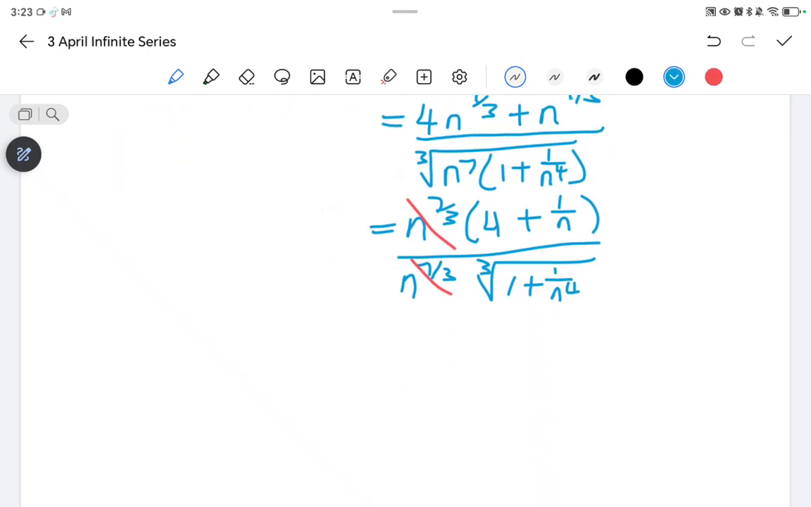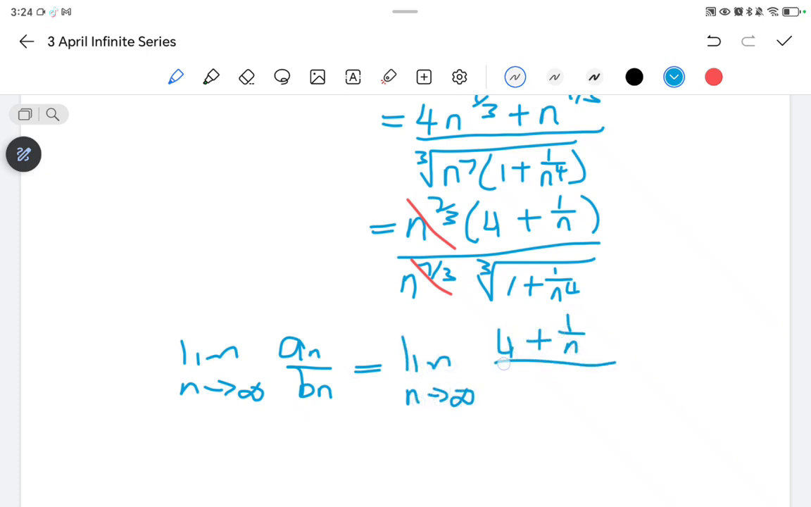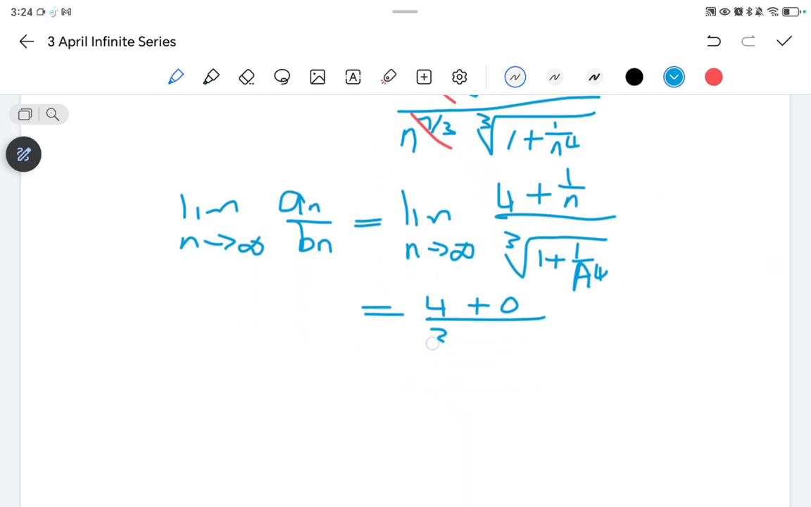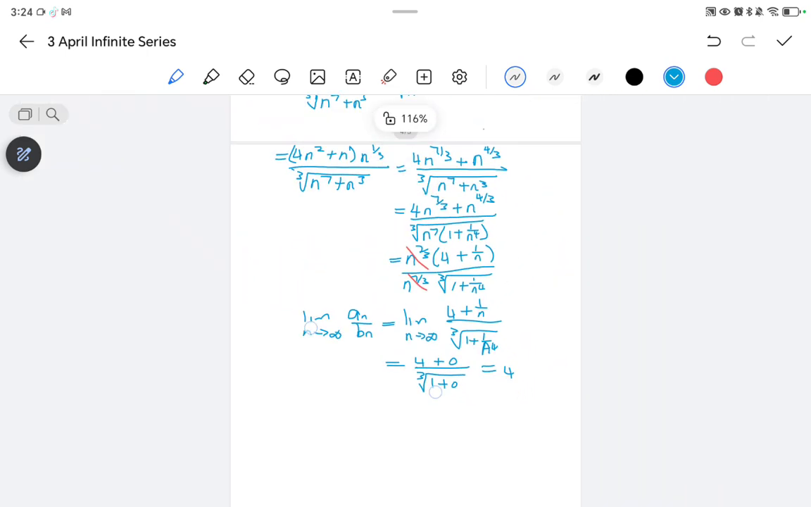And then now we apply the limit as n approaches infinity of a of n over b of n. This will be equal to the limit as n approaches infinity of 4 plus 1 over n over the cubic root of 1 plus 1 over n to the 4. This will be equal to 4 plus 0 over cubic root of 1 plus 0, and this is equal to 4. You see, right? So the solution here is 4.